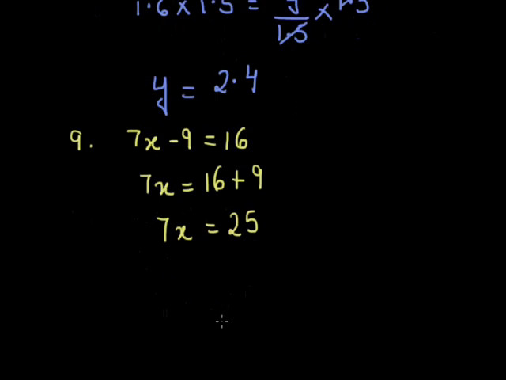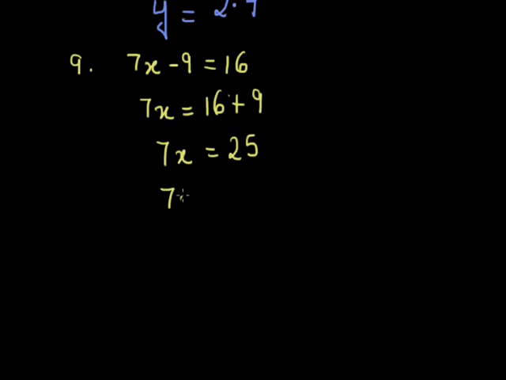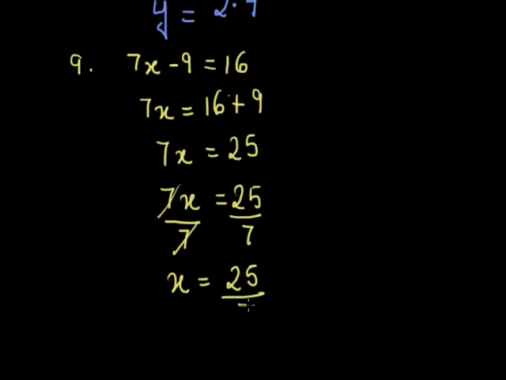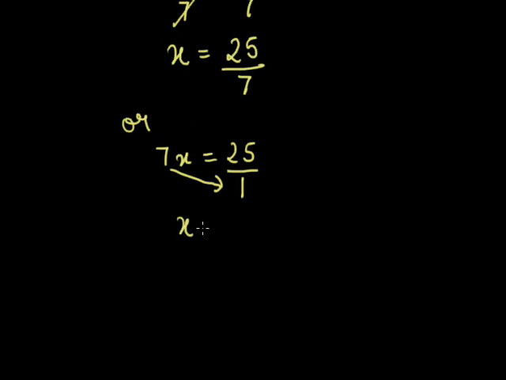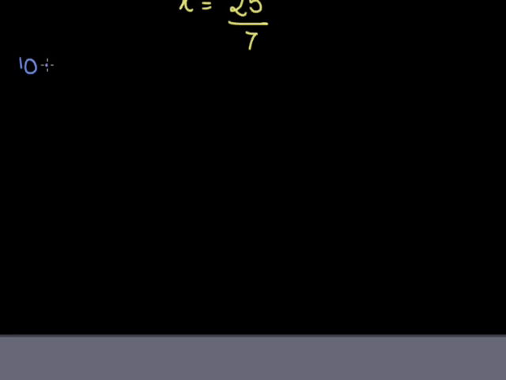So now what I can do is, I can divide 7 on both the sides. 7x is equal to 25. I can divide 7 on both the sides. So x will be equal to 25. These two 7s will get cancelled out. So x will be equal to 25 upon 7. Or directly I can cross multiply this 7 to the denominator of 25. You can directly take 7x is equal to 25, and take 7 to the denominator because this is 25 upon 1. So x will become 25 upon 7.